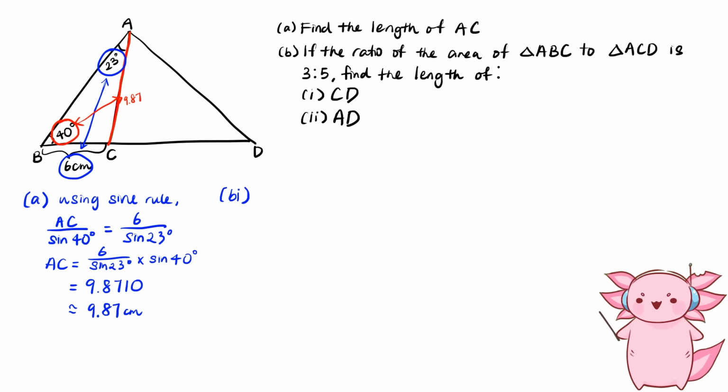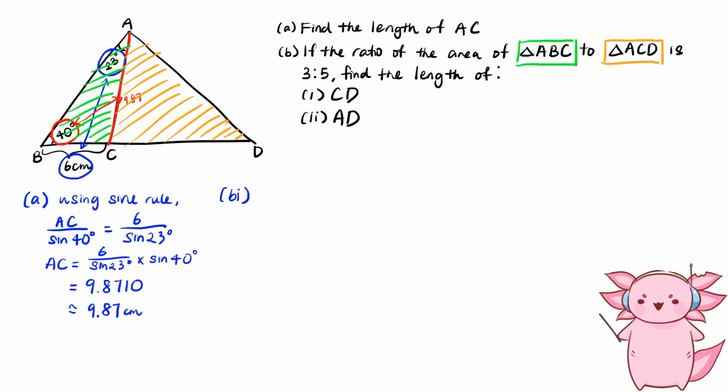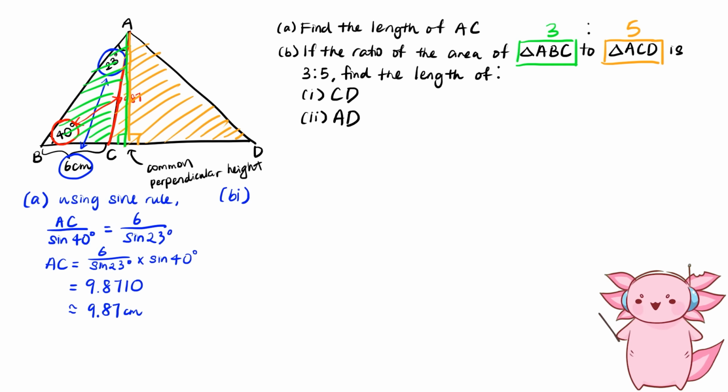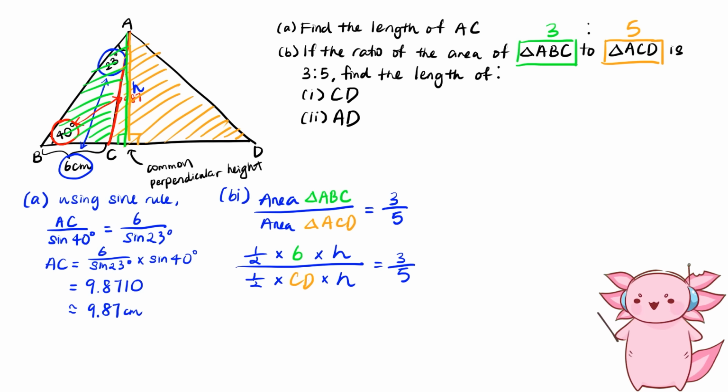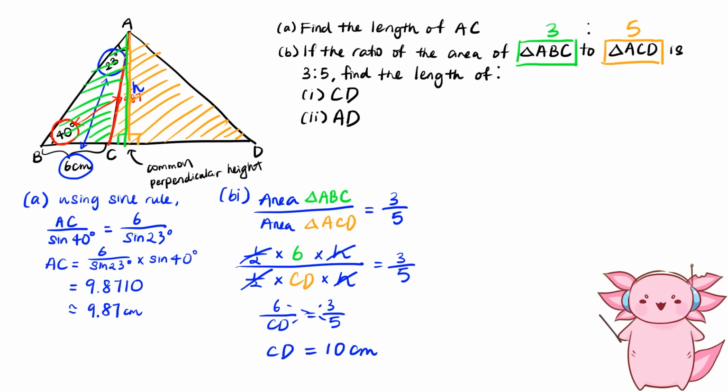For part B, the ratio of the area of this triangle to this triangle over here is 3:5, and we can see that they share a common perpendicular height. So let's convert these areas to half times base times height. So the base for this triangle is 6, and the base for this triangle is CD. Now we can just cancel off the half and the h to get the value of CD to be 10 cm.